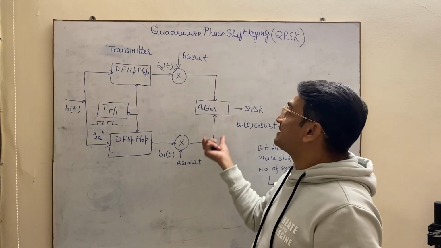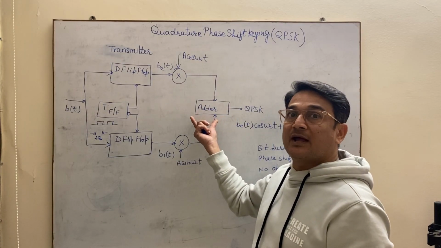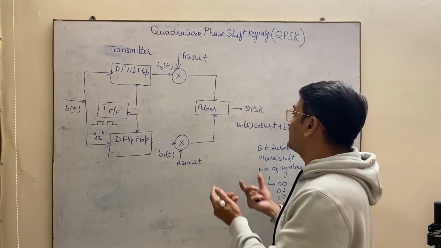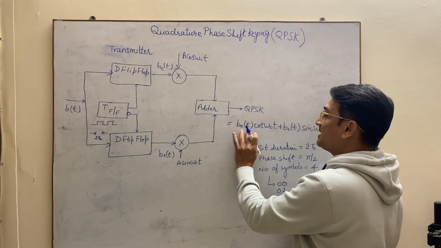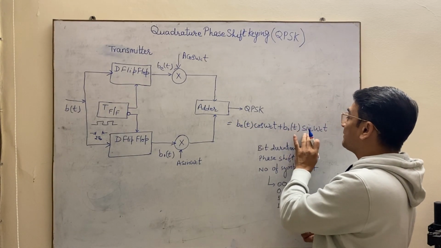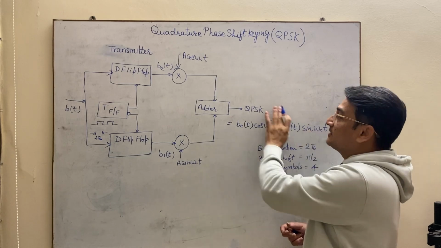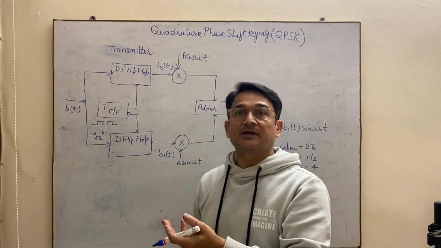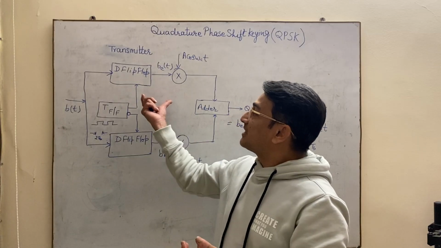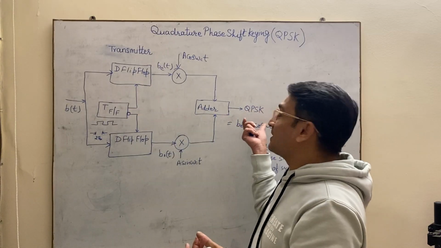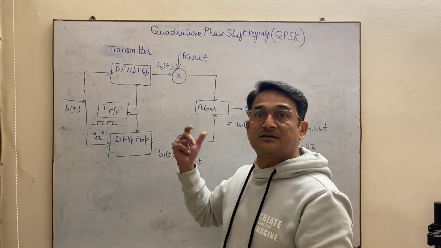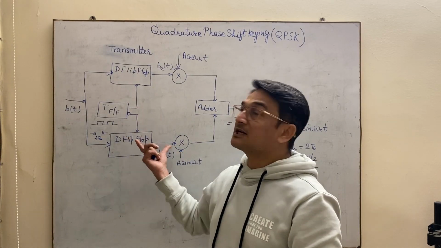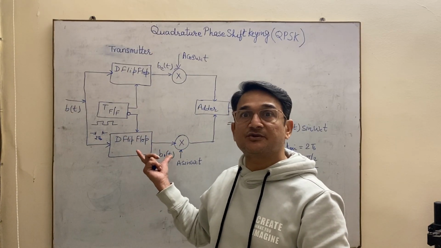Then both these signals will be added with the help of an adder, and the output of this adder is nothing but the QPSK signal, which is represented by b_e(t) cos omega ct plus b_o(t) sin omega ct. This is what is transmitted to the receiver. So with the help of this transmitter, we will transmit the QPSK signal. This is the block diagram, structure and its explanation. I hope it is understood.